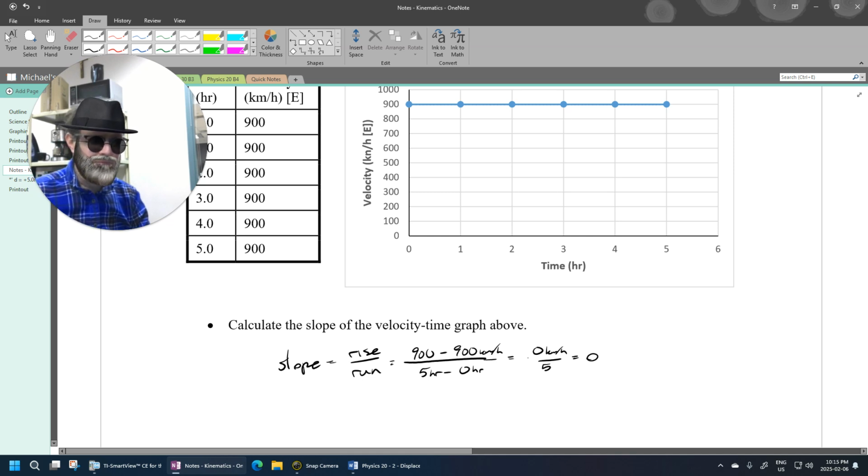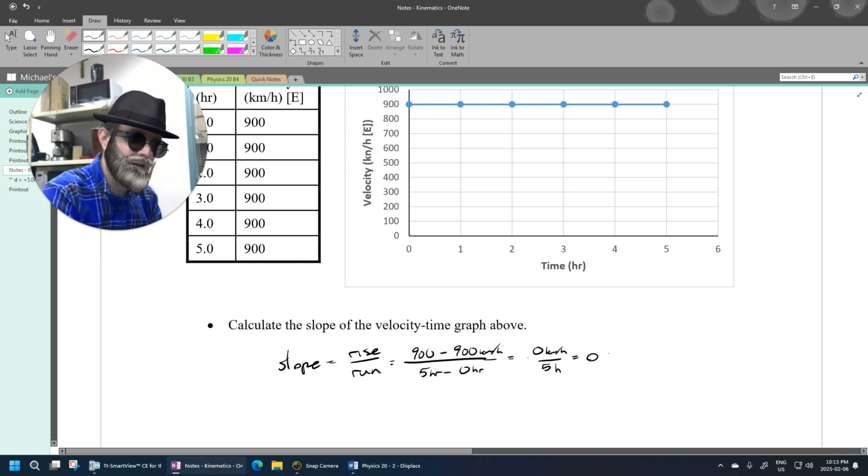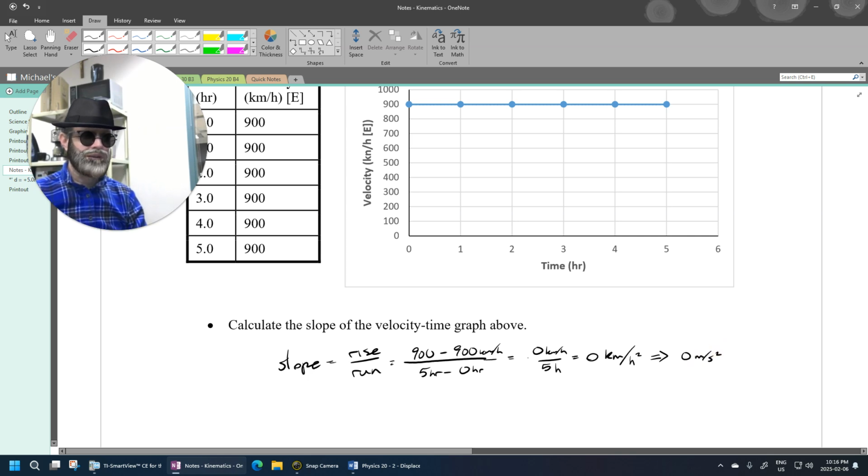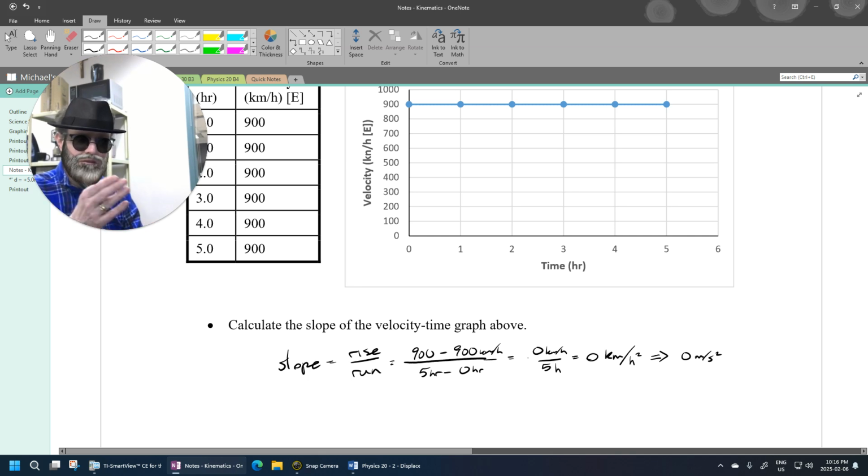What does that mean? Well, if I look at my units, and this is very non-standard, I'm going to get a kilometer per hour. It's very much like saying meters per second, which would be very similar to saying a meter per second squared. What is that? Oh, that's acceleration. So the slope of this velocity time graph is acceleration.